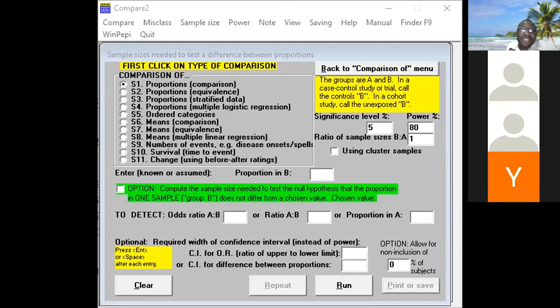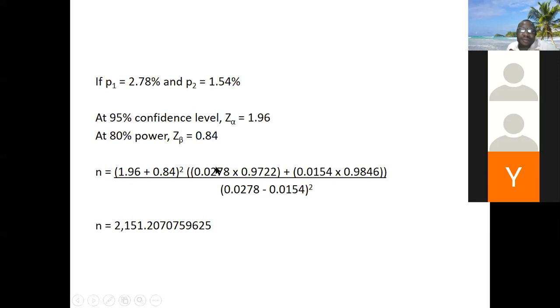Can you see? Are you seeing the screen? Are you seeing my screen? I'm coming, James. It's only the WinPepi I'm seeing, no? Okay, let me share the... I thought I had shared. Okay.